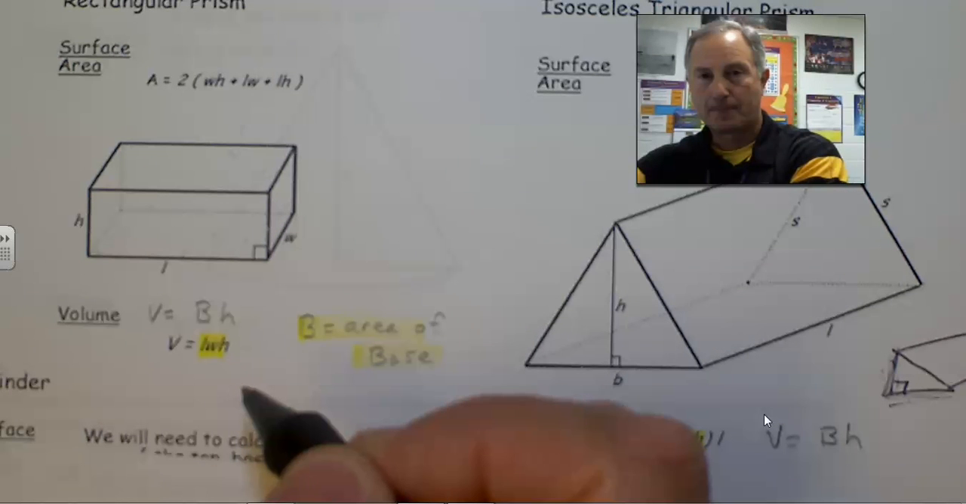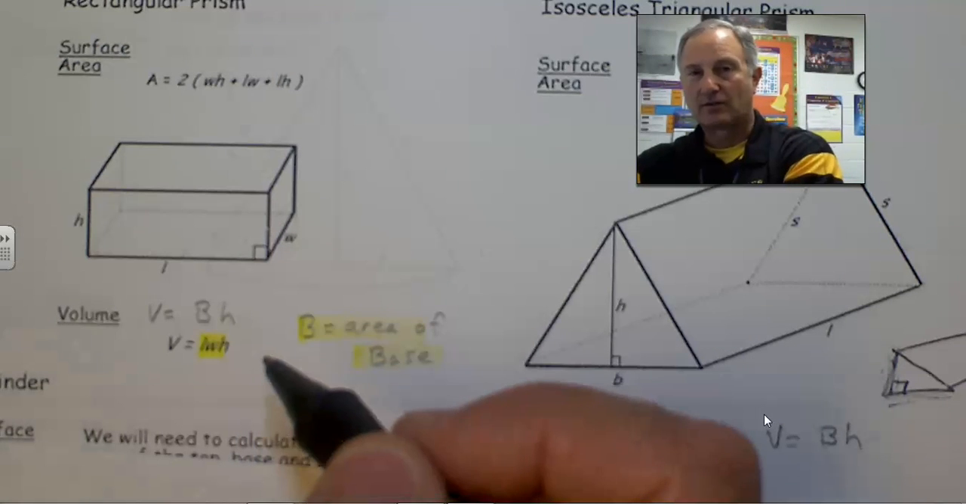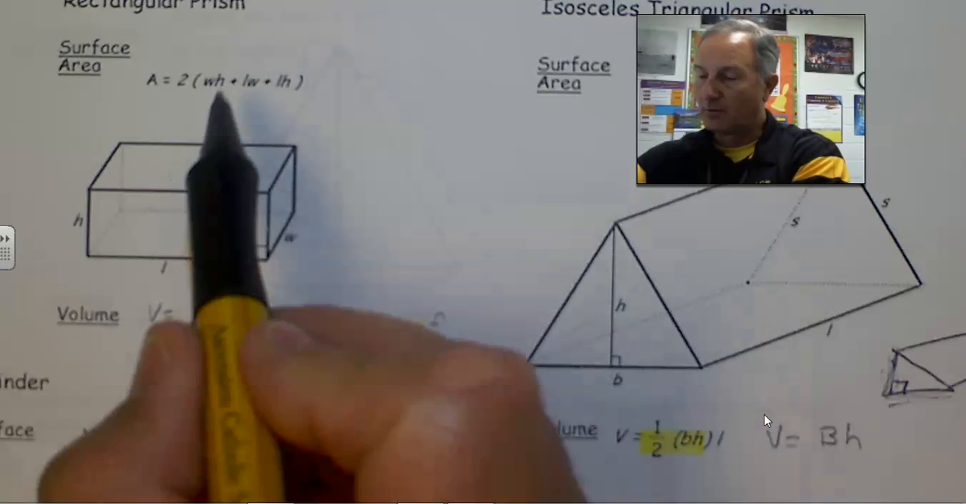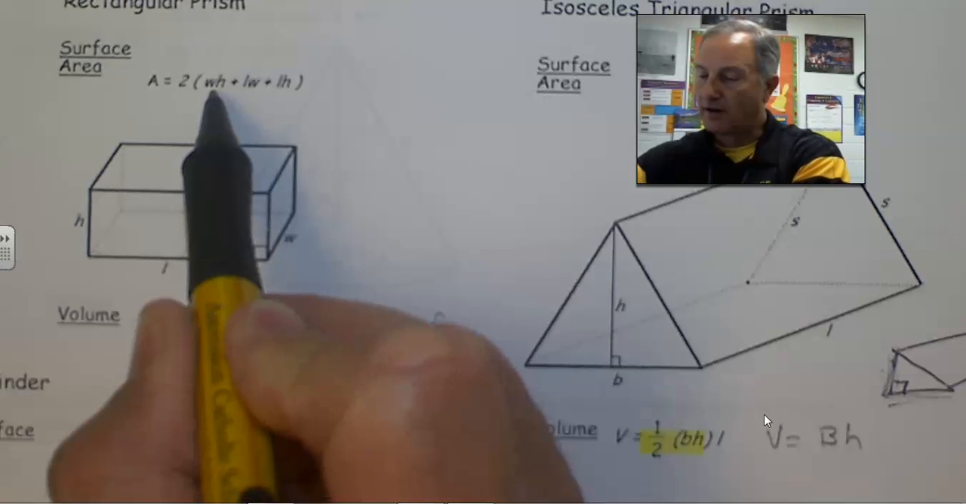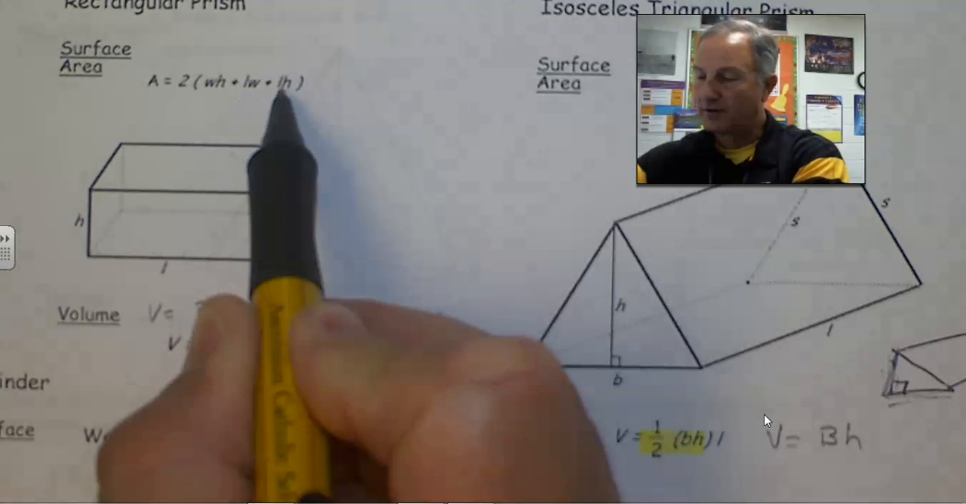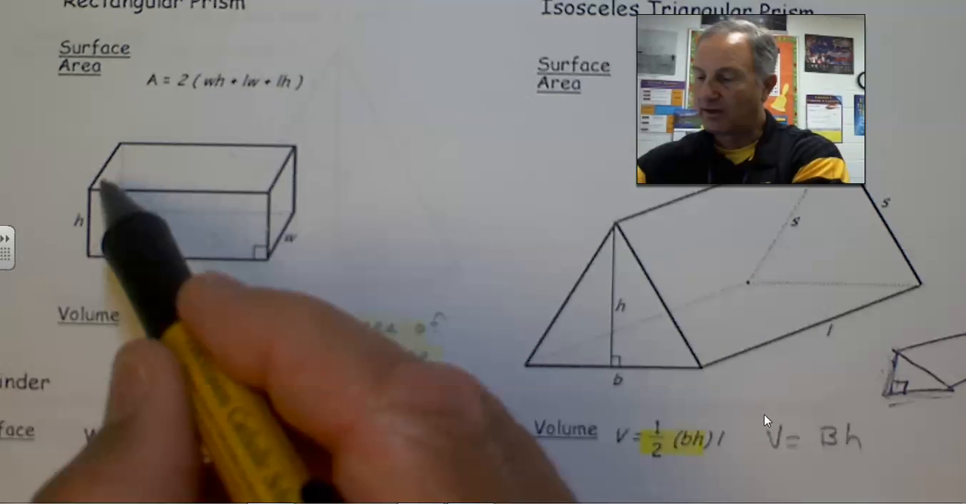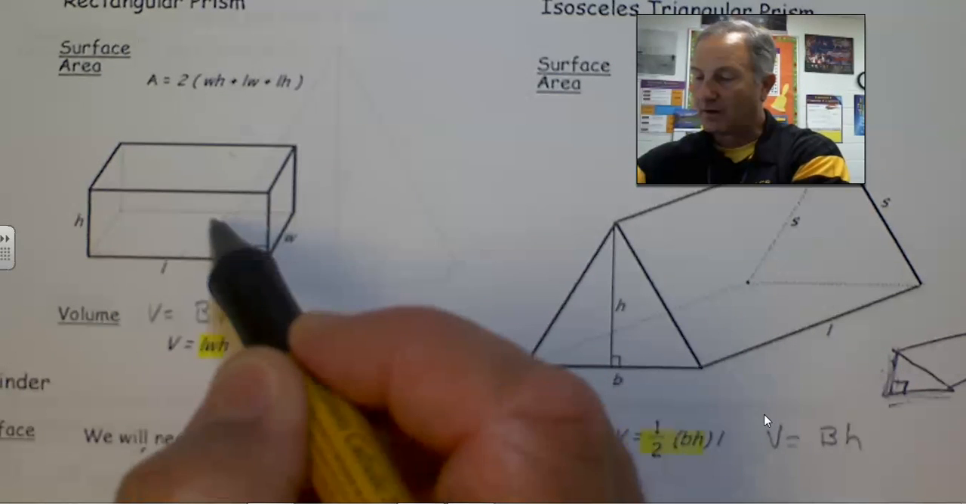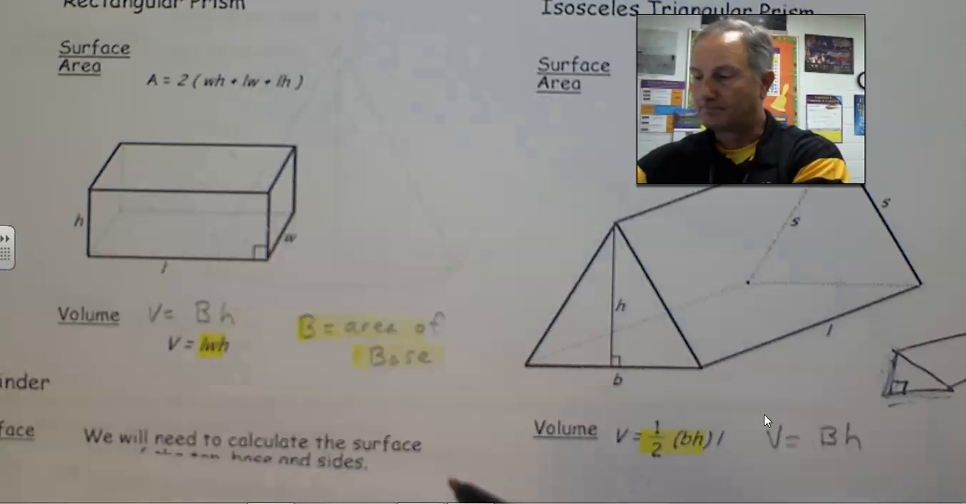Again, when we get into class, I'll go over this a lot more. But basically what we did is we found the area of a side, the bottom, and the front. Add them together and double it, and you take care of the other side, the top, and the back side.